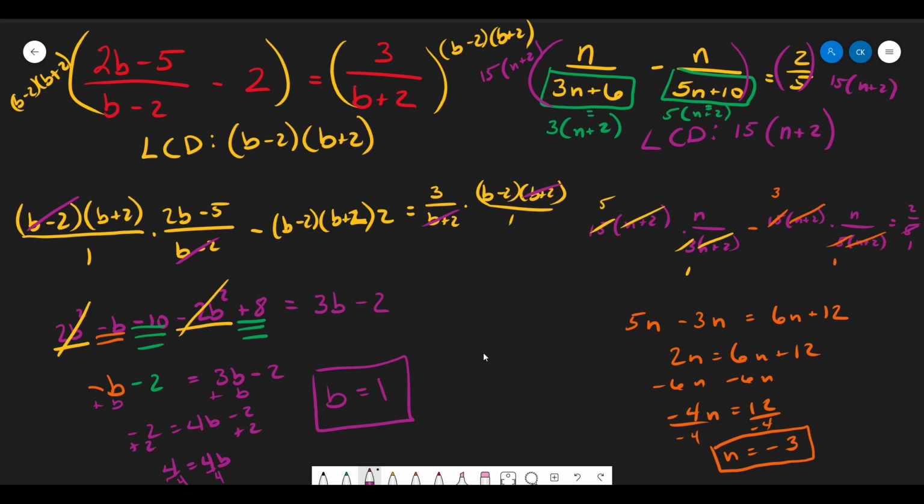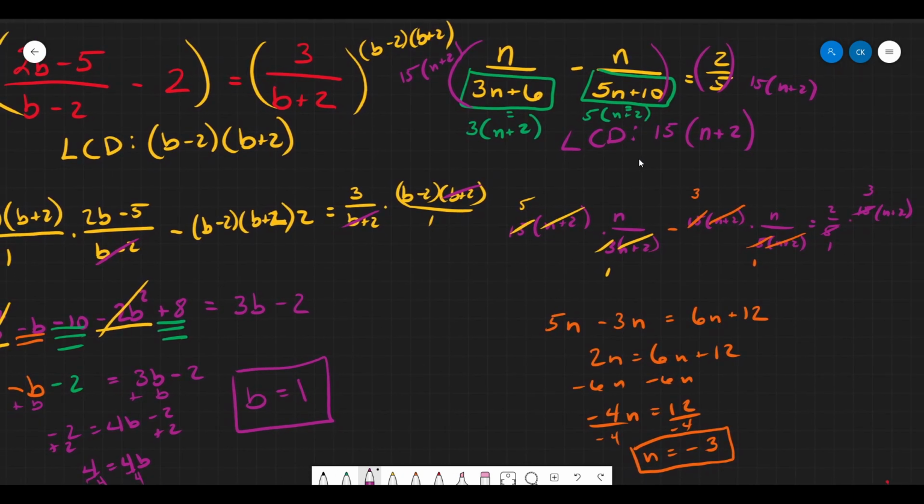Now, I know it's not shown on the screen, but that's because I didn't have a lot of room, but you should always check yourself. When I take this 1 and I plug it in, 2 times 1 is 2 minus 5. That's going to give us negative 3. 1 minus 2 is negative 1. Negative 3 over negative 1 is a positive 3. And then 3 minus 2 would give us 1. Going over here, 1 plus 2 is 3. 3 over 3 is 1. So I do have 1 is equal to 1. So both sides work out nicely.